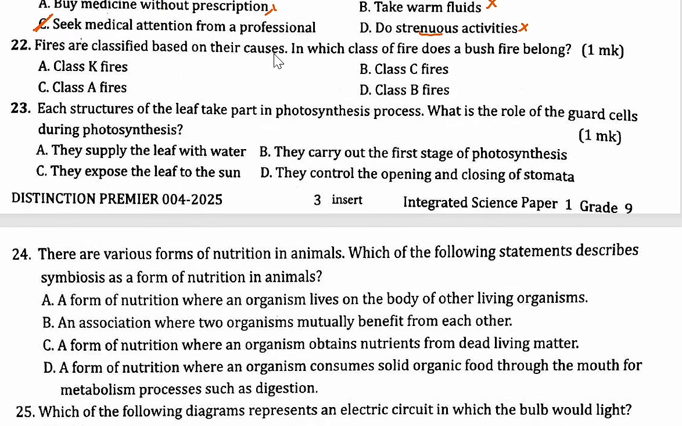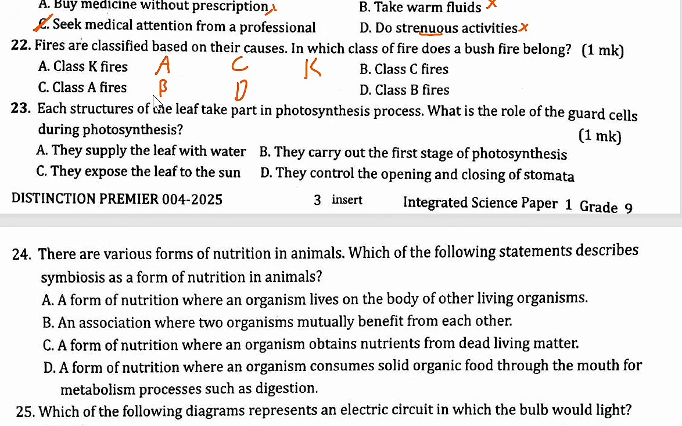Fires are classified based on their causes. In which class of fire does a bush fire belong? I'm going to give you a mnemonic device, a song which I teach my students, where you say: all big cats dance keenly. I'm going to repeat, all big cats dance keenly. You can write it somewhere. So A stands for ash. Fire caused by things like wood, paper, clothes, which at the end of the day you get ash, and therefore that is class A.